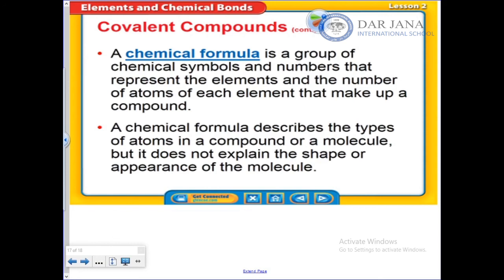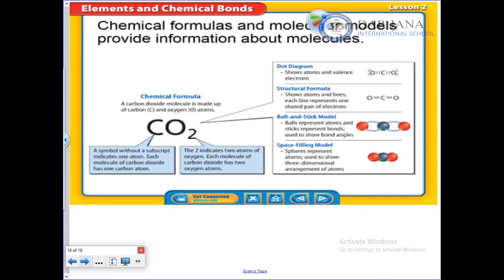So, example, guys. Let's take this example into consideration. CO2. This is the chemical formula in general. It's made up of symbols, the carbon symbol, C, the oxygen symbol, O, and numbers, which are the subscripts. When we look at this chemical formula, we know this compound is made up of carbon and oxygen. It's made up of one carbon atom and two oxygen atoms. So this is what a chemical formula is in general.